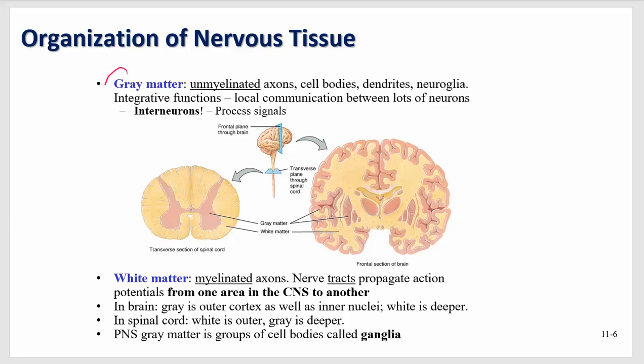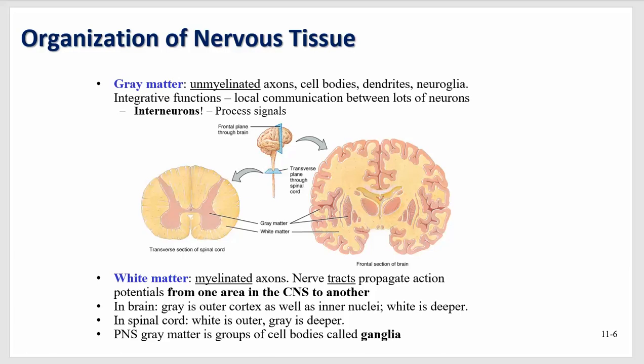All right, so organization of nervous tissue. We often hear about gray matter. Gray matter just means unmyelinated. That includes unmyelinated axons, cell bodies, dendrites, neuroglia, really anything in the brain that's not myelinated and is a neuron of some sort or neuronal cell, and is considered gray matter.